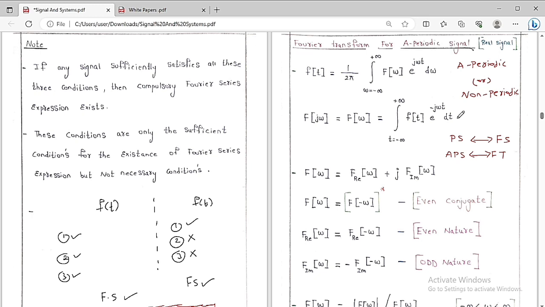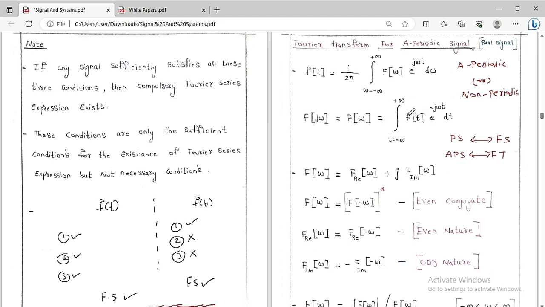As I already told you, if you know the Laplace transform of a signal f of t, F of s is equal to integration over t from minus infinity to plus infinity of f of t e to the power of minus st dt. If you want the Fourier transform, replace s by j omega. So we get the Fourier transform, F of j omega or F of omega, which is equal to integration over t from minus infinity to plus infinity of f of t e to the power of minus j omega t dt. So this is the Fourier transform of the signal f of t.